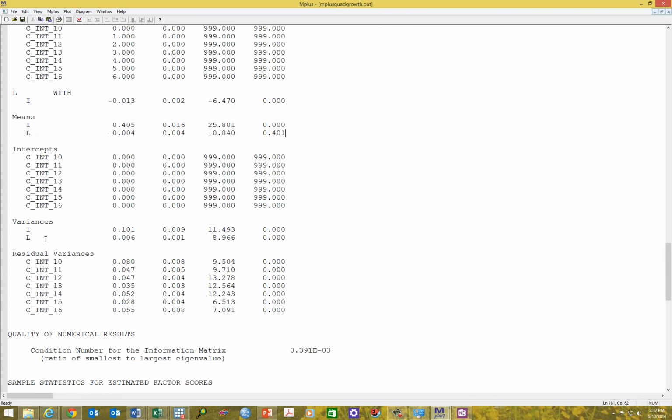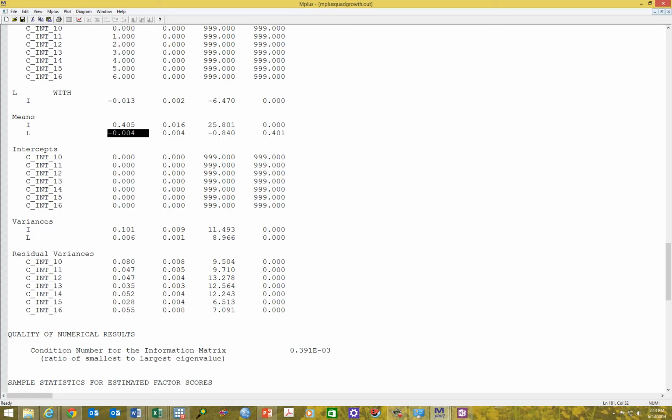You see variances here, and the variance in the intercept is significant, so we can predict that, but also the variance in the slope is significant. So although there's no overall average change in child internalizing problems from age 10 to 16, it does appear that there's significant variance in that. But again, this doesn't fit the data very well.